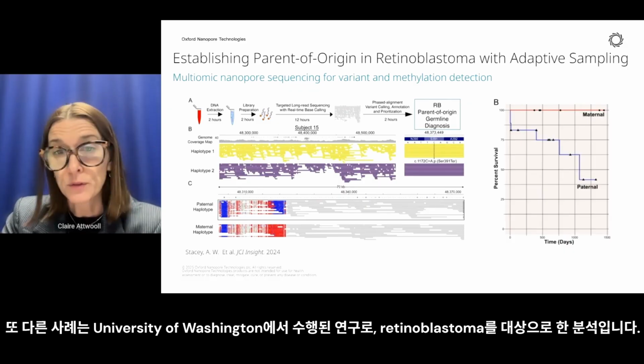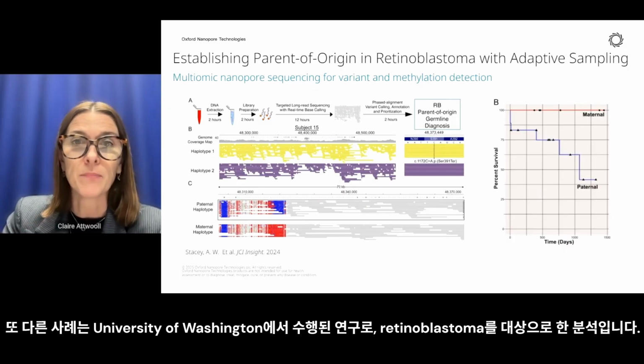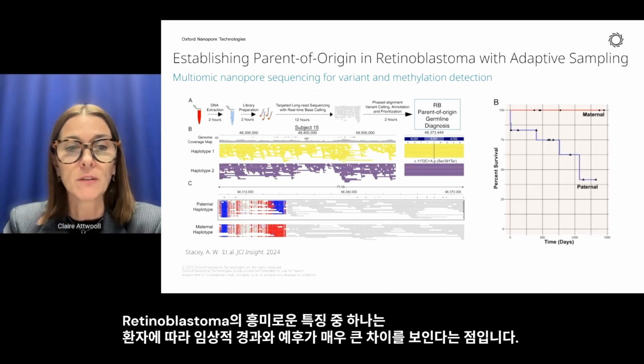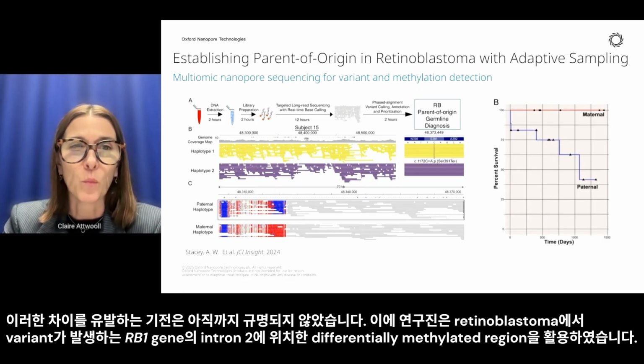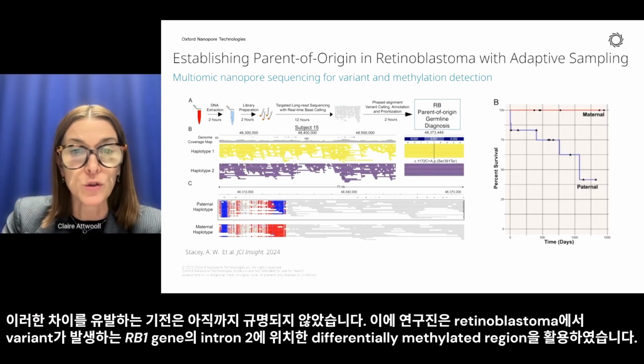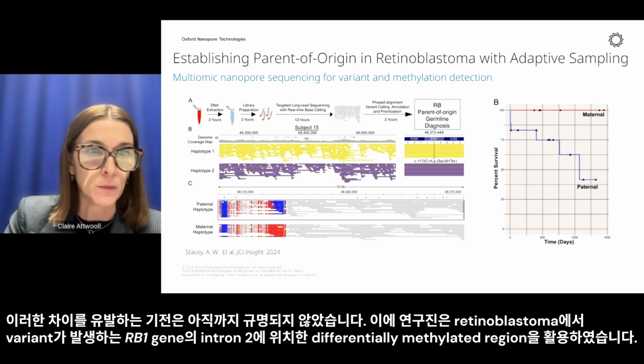Another example is also from the University of Washington. They are looking at retinoblastoma. One of the interesting things about retinoblastoma is that different patients can have really drastically different outcomes, and what drives that has not been well understood. So these researchers were able to utilize a differentially methylated region in intron 2 of RB1, which is the gene that is mutated in retinoblastoma.